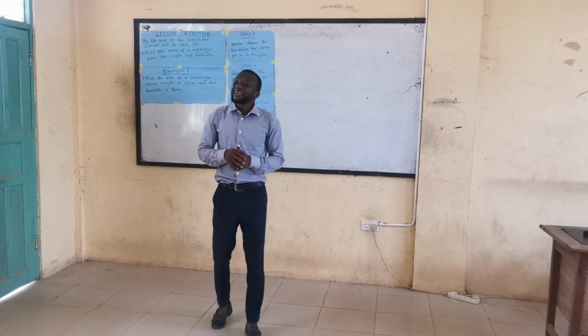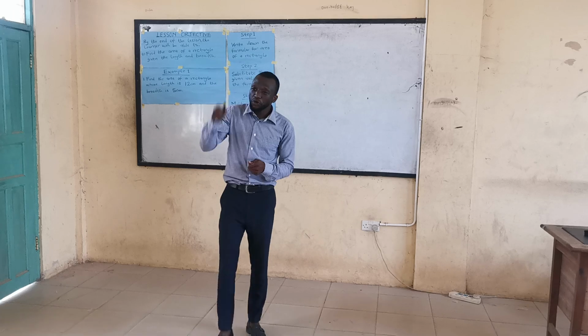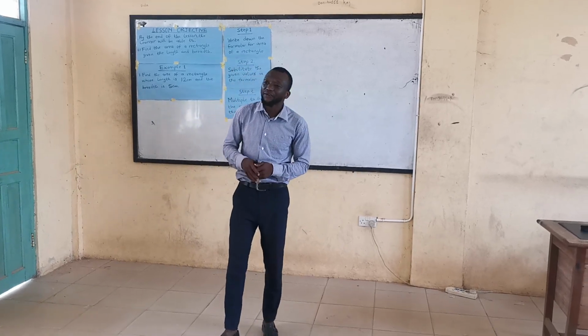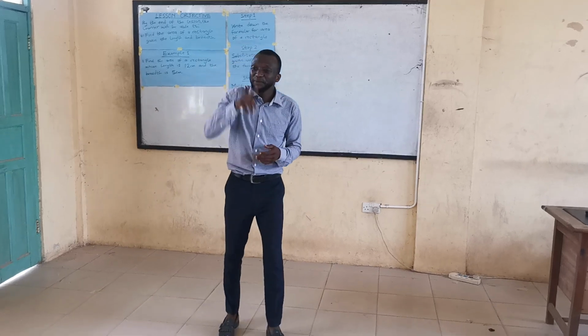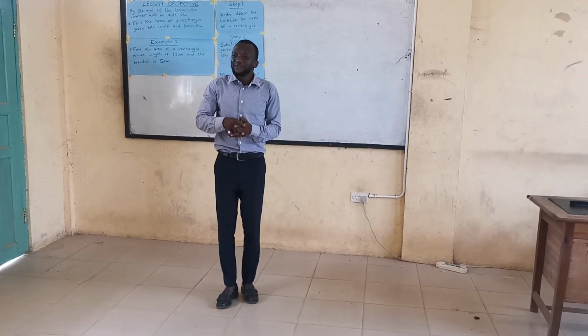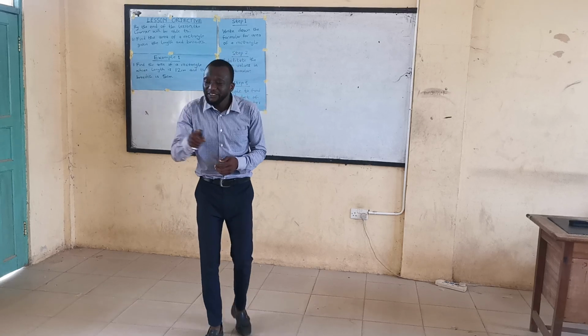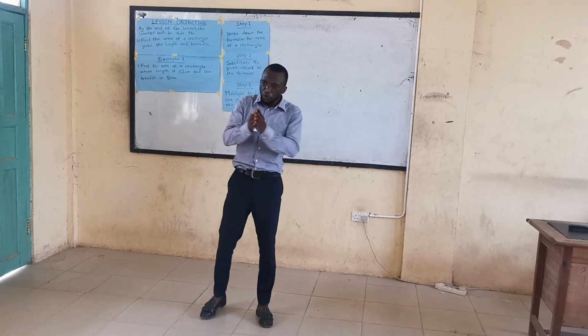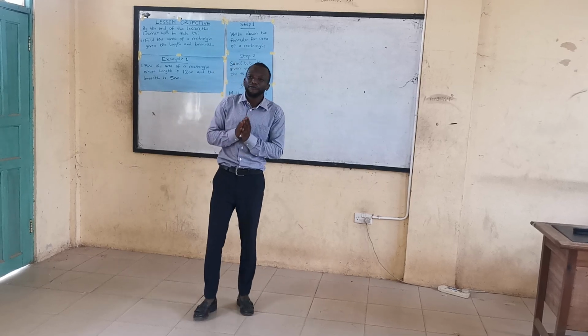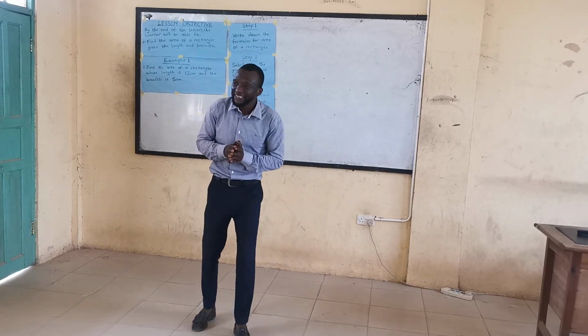Mary. Good. We said the total interior angle of a rectangle is 360 degrees. Yes, Beauty. Perfect. We said each interior angle of a rectangle is 90 degrees. Good. You have done well. I'm proud of you this morning.